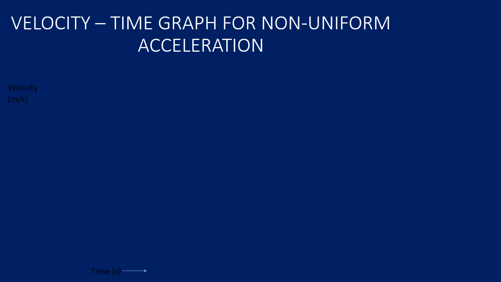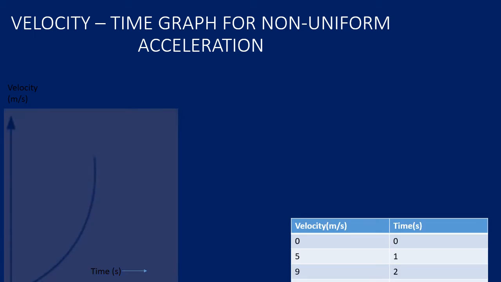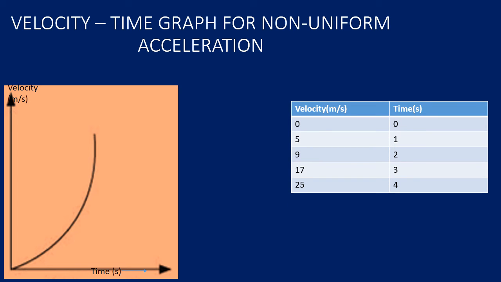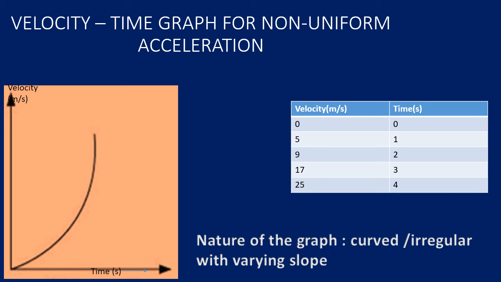Velocity time graph for non-uniform acceleration. So children, what do you mean by non-uniform acceleration? That means the change in velocity of an object is not equal in equal intervals of time. So look at the data that is given here. You can see very clearly that the change in velocity is not equal. In the first interval, after first second, the change in velocity was 5 meter per second. In the second, it reduced to 4 meter per second. Again, it increased. So the graph that we get is nearly a curved, or we can say we get an irregular graph, and the slope will also be a varying slope.